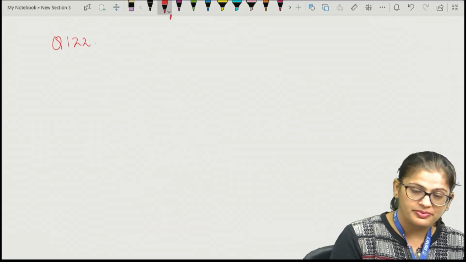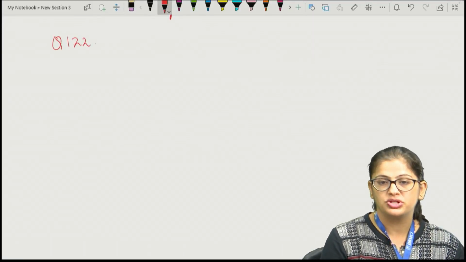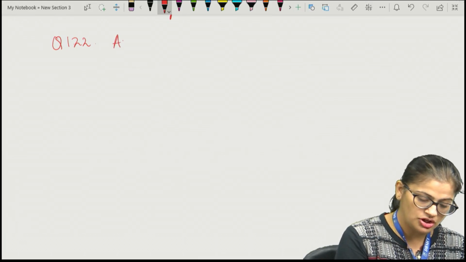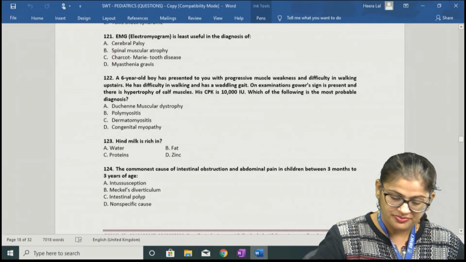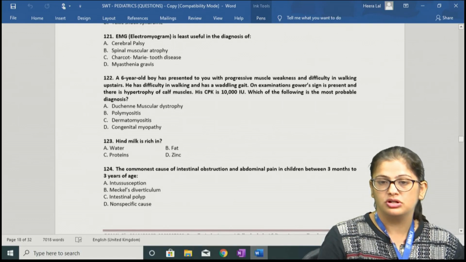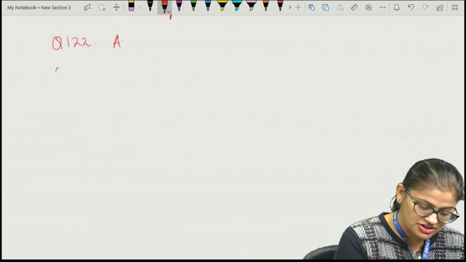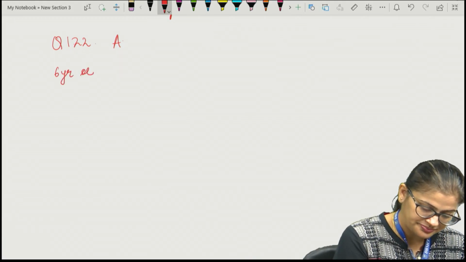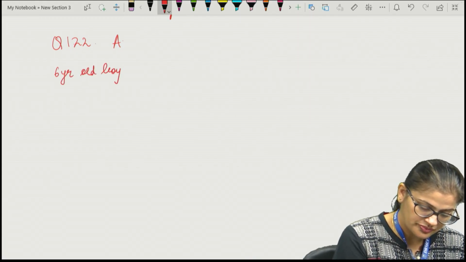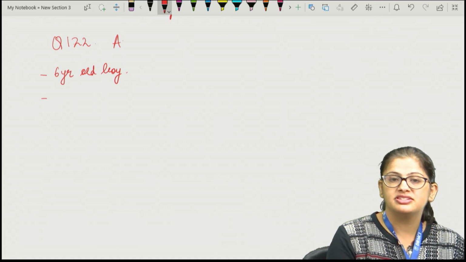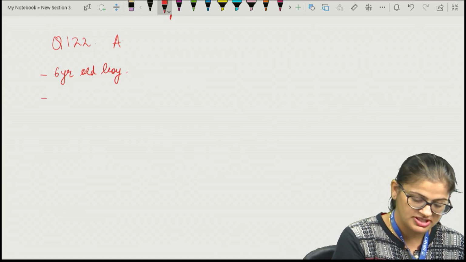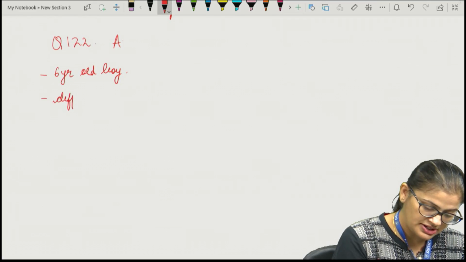So this question had a typical history of Duchenne's muscular dystrophy, and the clues that were going towards Duchenne's were, see, it was a 6-year-old boy who had difficulty in climbing stairs, so that means there was proximal muscle weakness. So difficulty in climbing stairs.